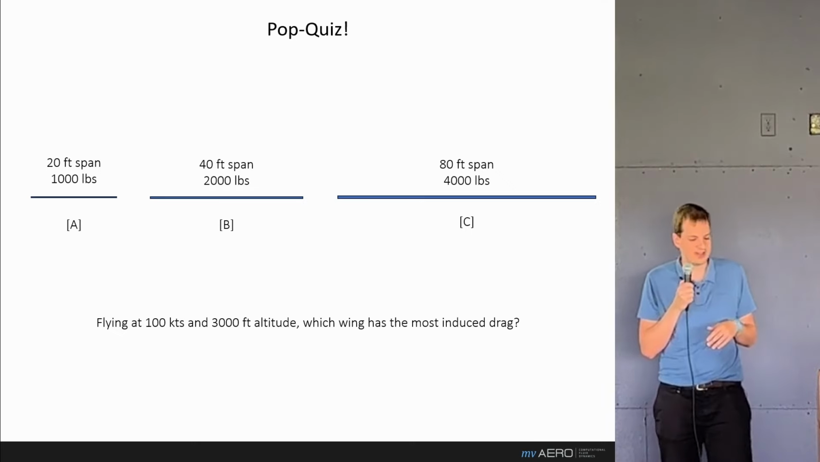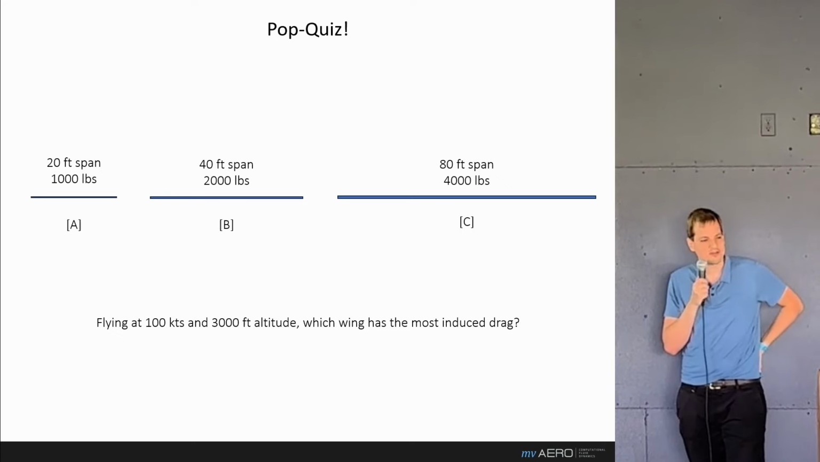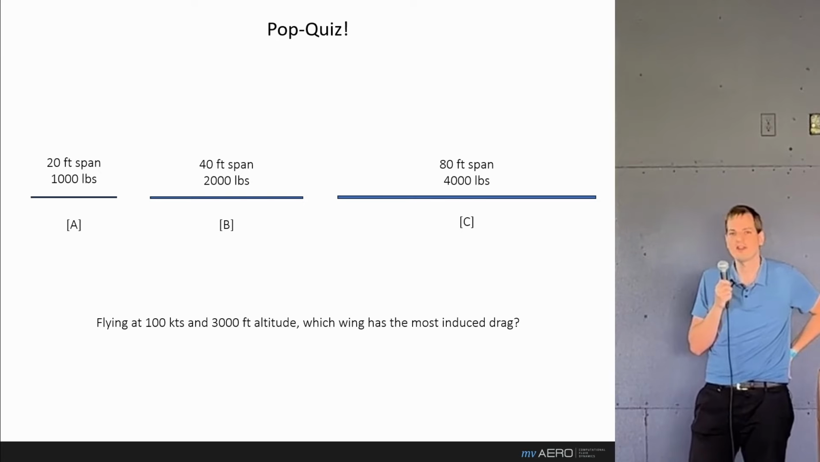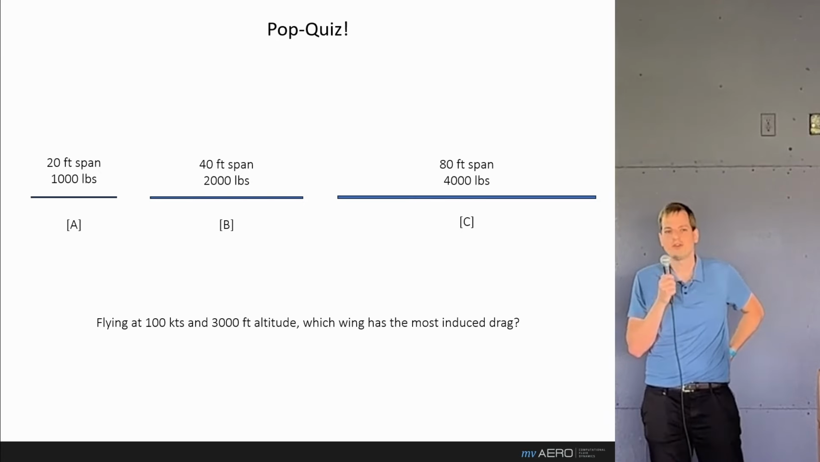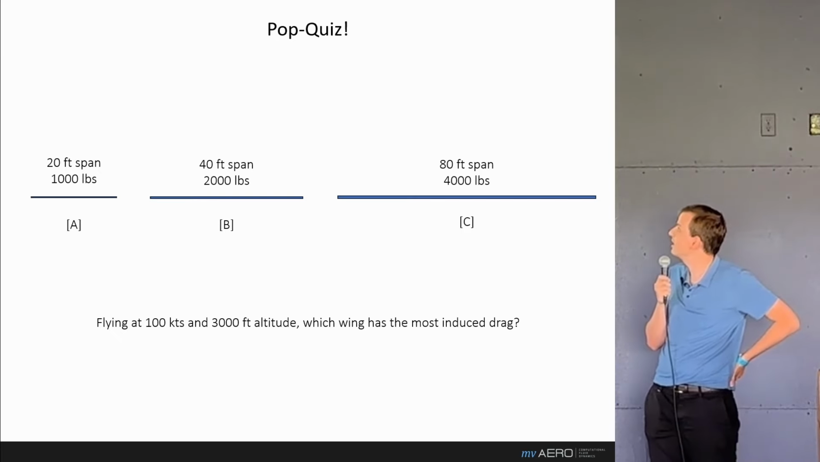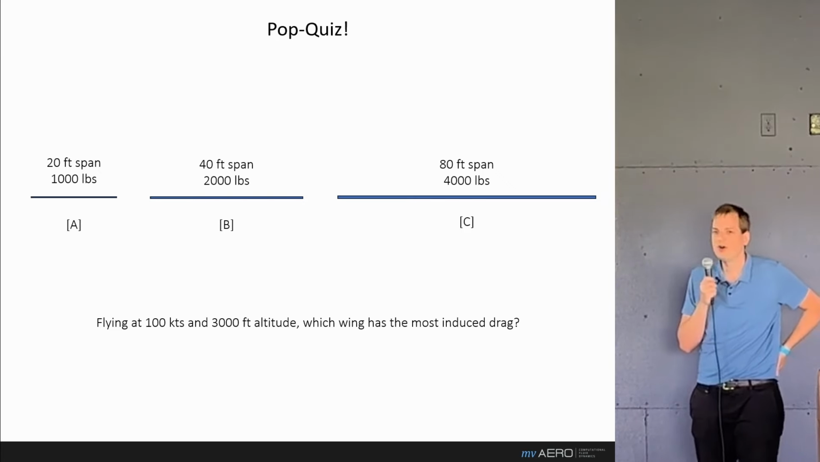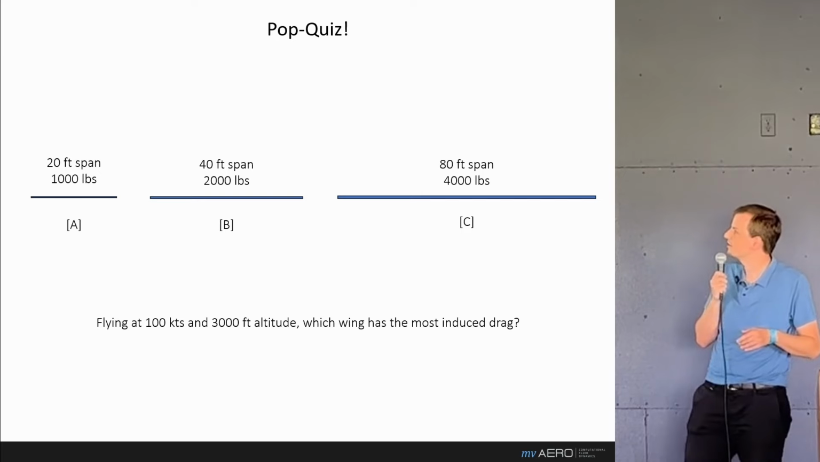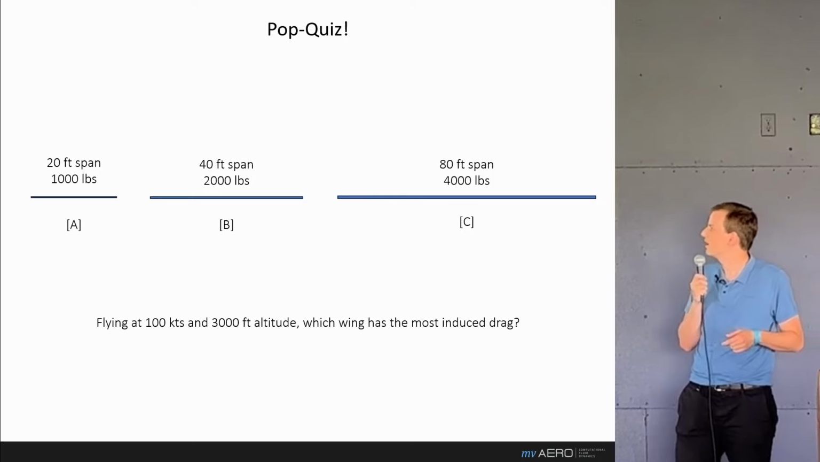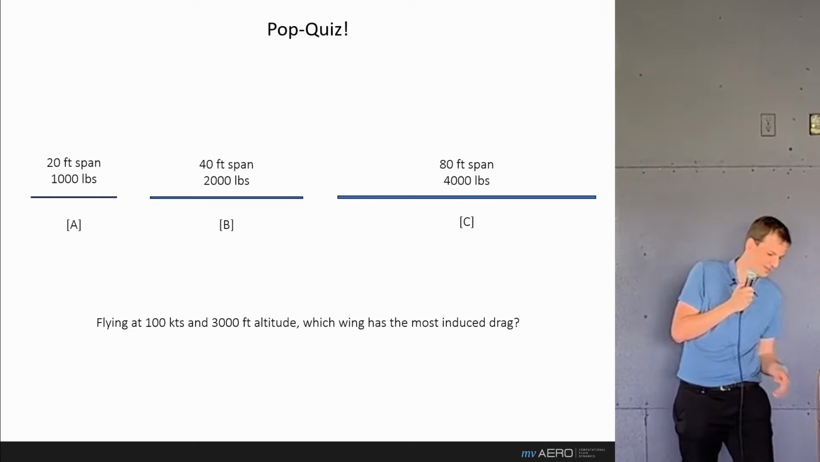And it's pretty interesting to do a little pop quiz. And we're going to look at 3 different wings. We have wing A, it's 20 feet in span, it's lifting 1,000 pounds. We have wing B, double the span, lifting double the weight, 2,000 pounds. And then we have wing C, 80 feet span, and doubling the weight again to 4,000 pounds. Now all 3 wings are flying by themselves at 100 knots at 3,000 feet altitude. And we can ask ourselves this question, which wing will exhibit the most induced drag? So I'll give you all a couple seconds to think about this.